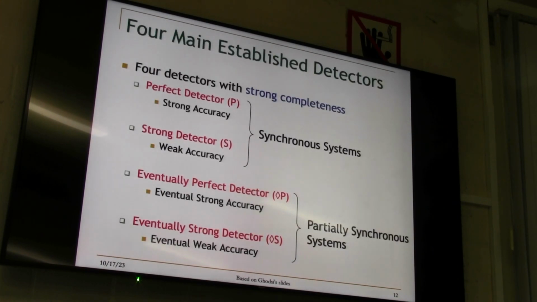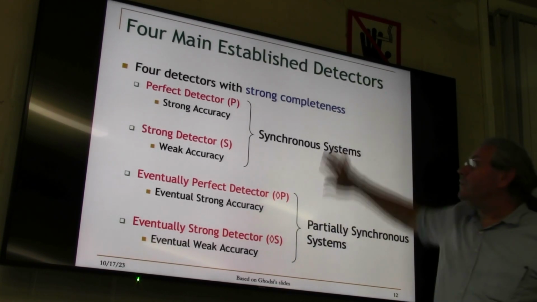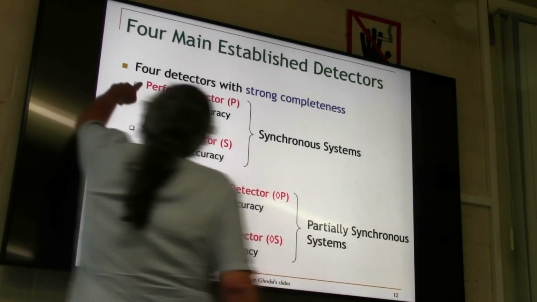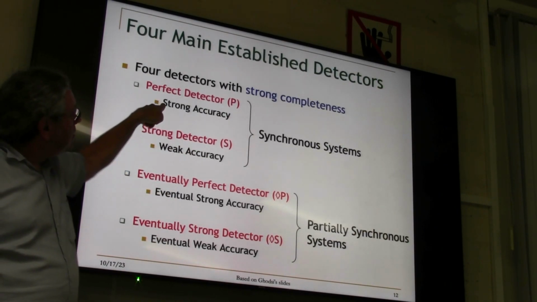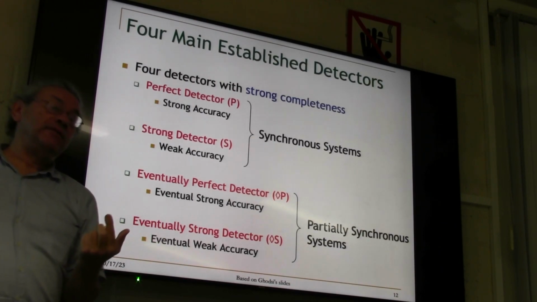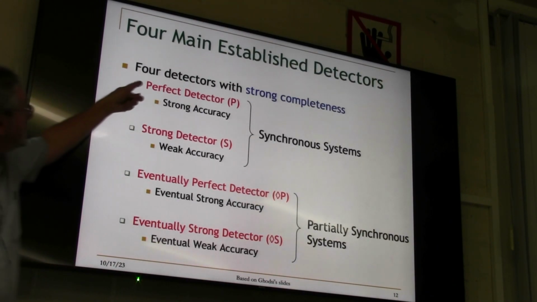Let me explain, but don't worry. I'm going to show you a whole pile of possible failure detectors, but in practice we will only be using two of them. It's important because people sometimes talk about these other ones. So here are four detectors with strong completeness. The best one is called P. This is a standard name. It's also strongly accurate. That means it sees all the crashes and it never makes a mistake. That's the perfect one.